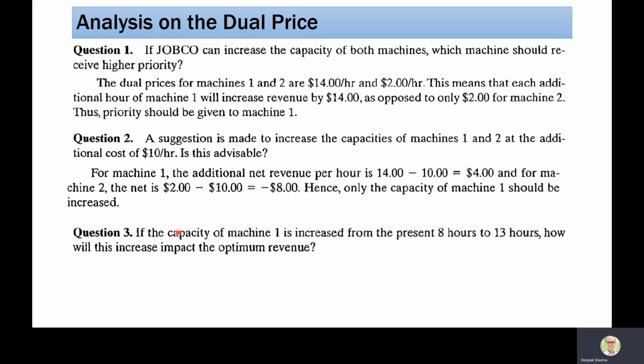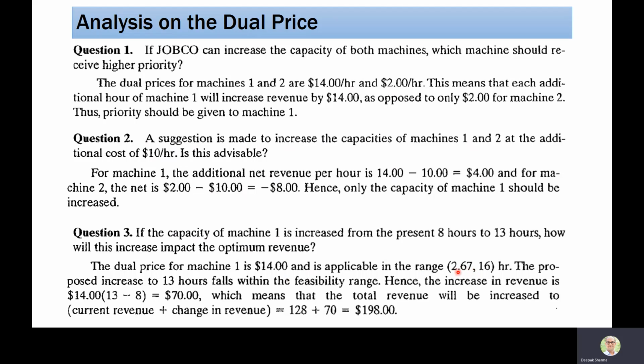Let us have the third question: if the capacity of machine 1 is increased from 8 to 13 hours, how will this increase impact the optimum revenue? Since we are talking about the optimum revenue, we know that when we change the right hand side, our Z value will change. So let me calculate the dual price of machine 1 and identify the range in which it is valid. We know that the dual price range of machine 1 is 2.67 to 16. Now 13 is inside it, so the dual price is valid.